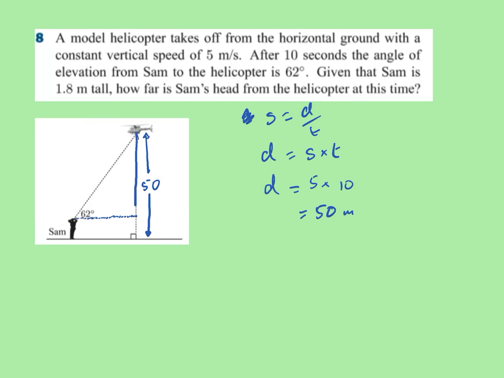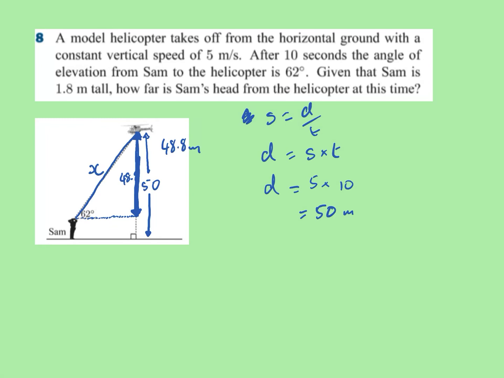So actually the distance from here to here is only 48.8 meters. I'll just write that here, 48.8 meters. That's this distance, okay, the vertical distance from Sam's head to where the helicopter is, okay. So how far is Sam's head from the helicopter? Well, that's that distance there, isn't it?